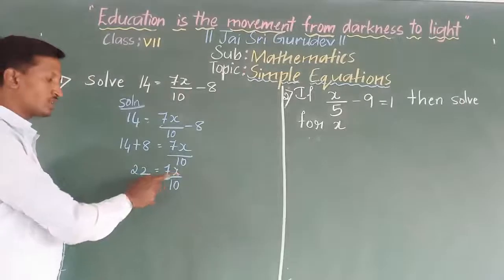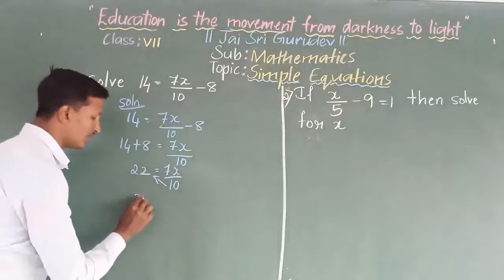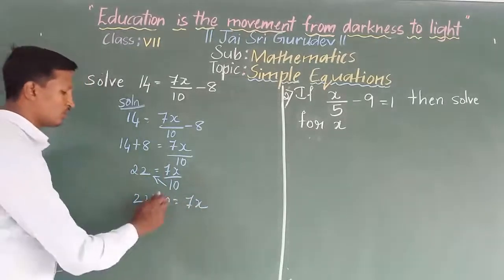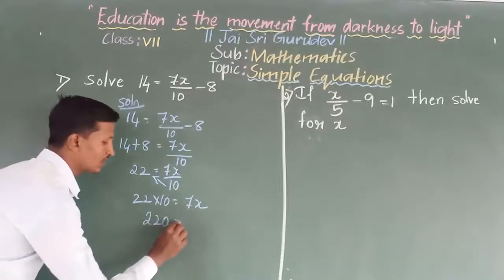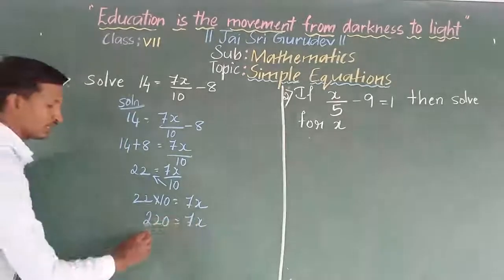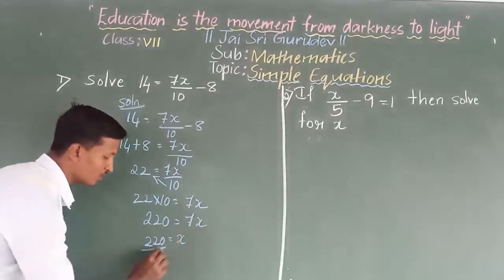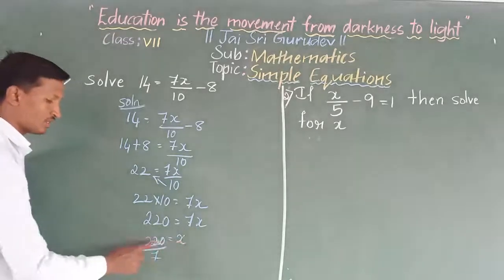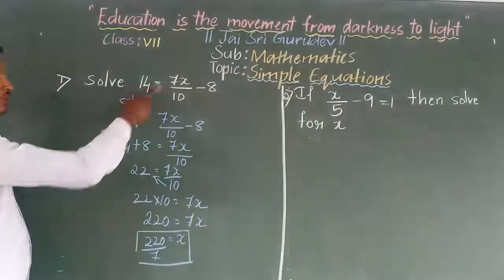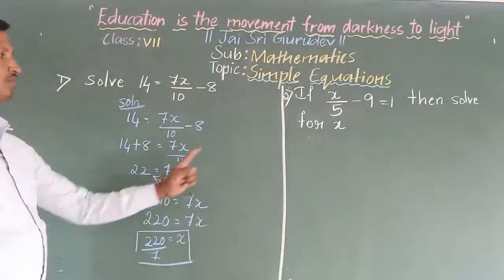Now we need the value of x, so we have to cross multiply with 10. 22 tens are 220, so 220 = 7x. We need the value of x, so bring 7 to the denominator. The value of x is 220/7. Do you understand? We need the value of x, and the x value is 220/7. Shall we go to the second one?